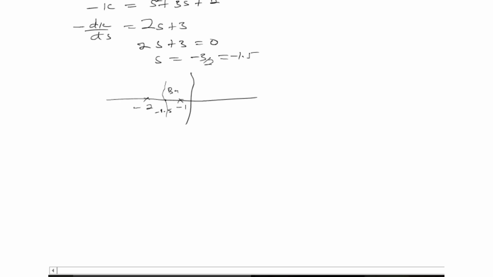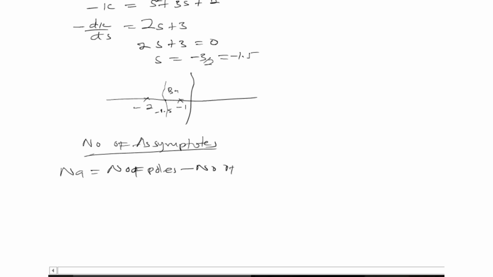So the next step is to find the number of asymptotes. The formula to find the number of asymptotes is given as the number of poles minus the number of zeros.